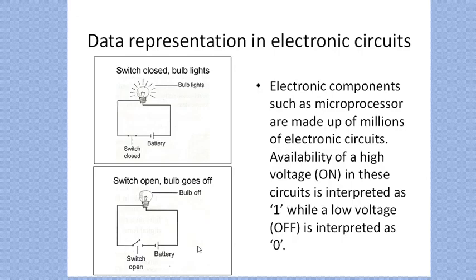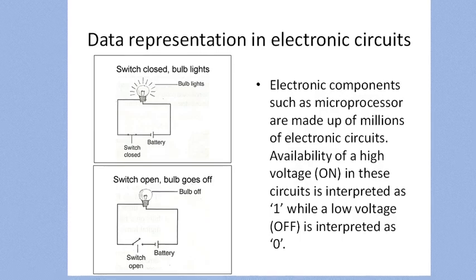Electronic components such as the microprocessor, or the computer brain, are made up of millions of electronic circuits. Availability of a high voltage, that is on, in this circuit is interpreted as 1. Therefore, current flowing, like in diagram 1, is interpreted as 1, whereas a low voltage or off is interpreted as 0. Simply, that's how you can explain how electronic circuits represent data.